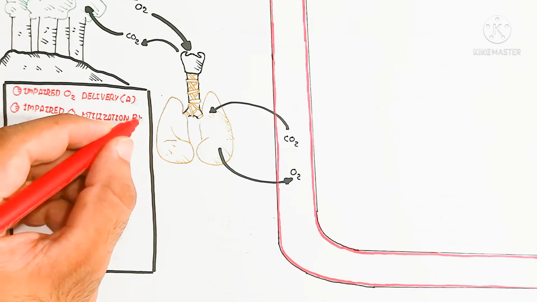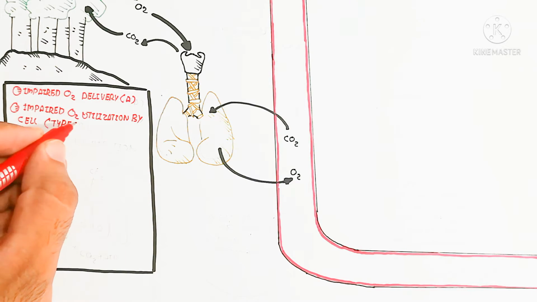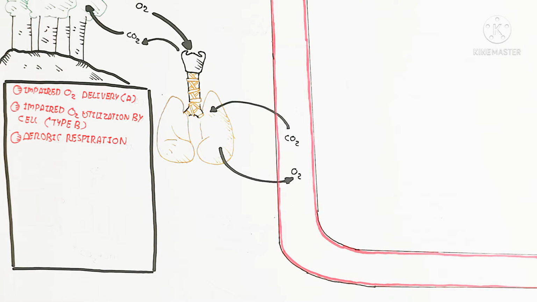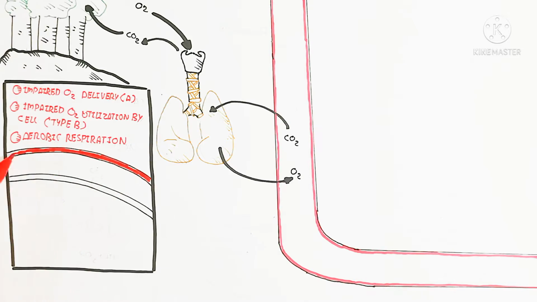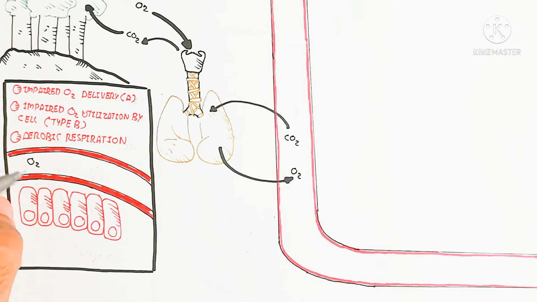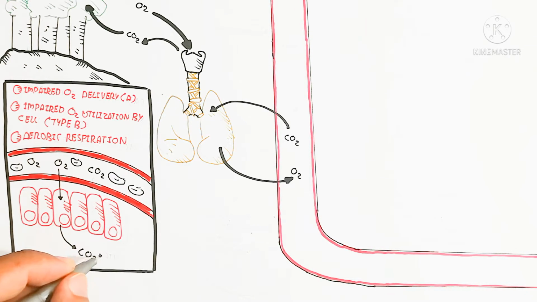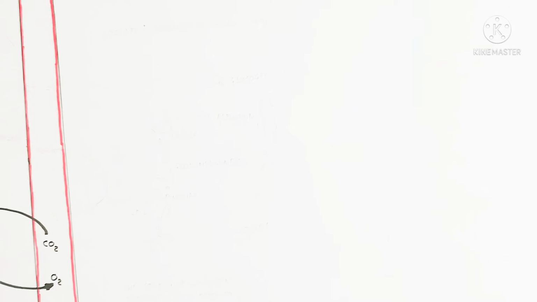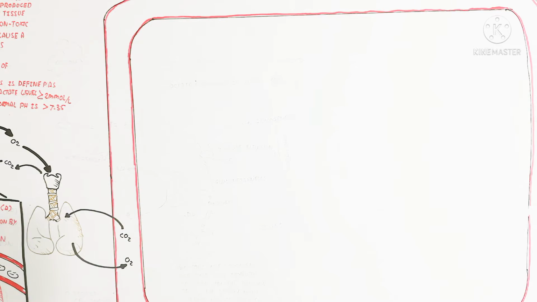So impaired oxygen delivery is lactic acidosis type A, and impaired oxygen utilization by cells is type B. It means that in type A the oxygen is not delivered in the body, while impaired oxygen utilization by cells is often due to thiamine, the vitamin B. Deficiency of thiamine will lead to impaired oxygen utilization by cells. So aerobic respiration works through this mechanism.